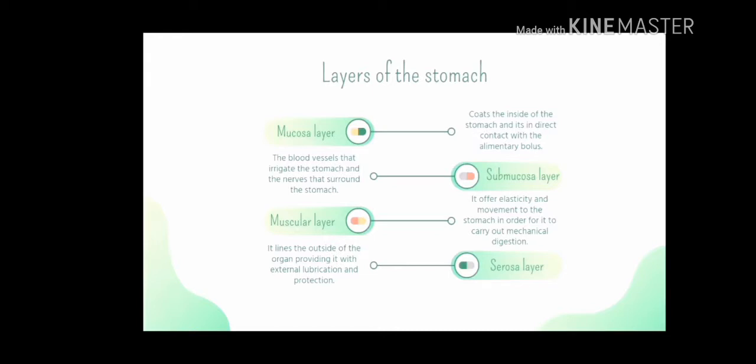Number 2, submucosal layer. The blood vessels that irrigate the stomach and the nerves that innervate the stomach are found in this layer. 3, muscular layer. This layer is made of 3 different muscles oriented in different directions. They offer elasticity and movement to the stomach in order for it to carry out mechanical digestion. Number 4, serosa layer. Made up of mainly adipose tissue. It lines the outside of the organ, providing it with external lubrication and protection.